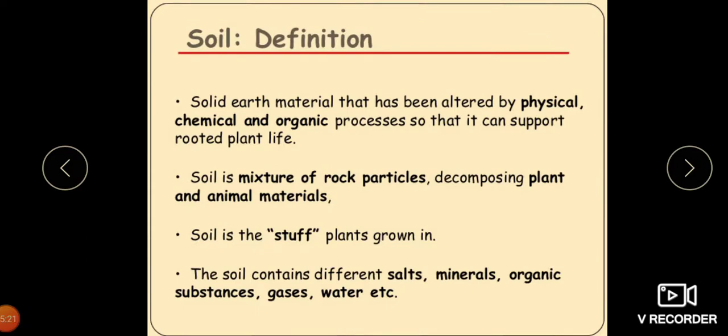So, the soil definition has been given by different people. Let us move in general. Solid earth material that has been altered by physical, chemical and organic processes so that it can support rooted plant life. It is a mixture of rock materials and decomposing plant materials. It is the stuff plants grow in. It contains different salts, minerals, organic substances, gases, water, etc.